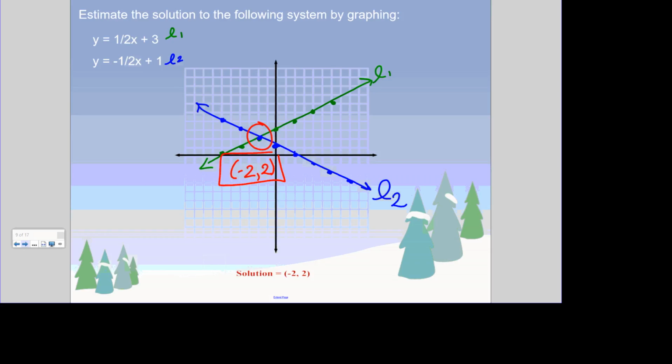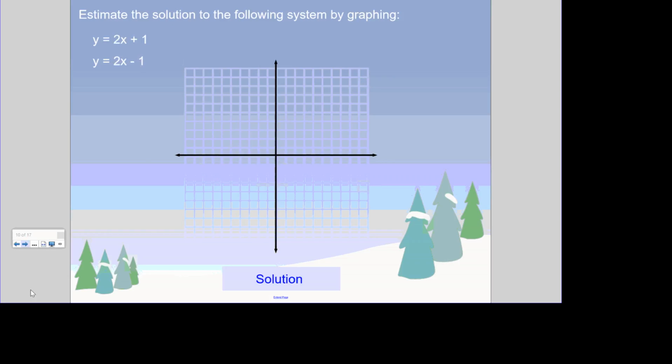So this one was a nice clean intersection right on those grid markings. So this is an exact solution. But you can imagine that if the intersection were between grid lines, we wouldn't be able to be so accurate with our writing of the solution. All right, so let's try another one.